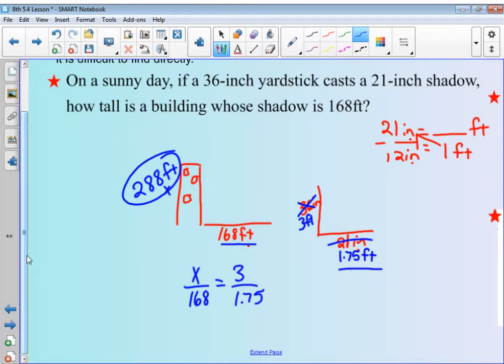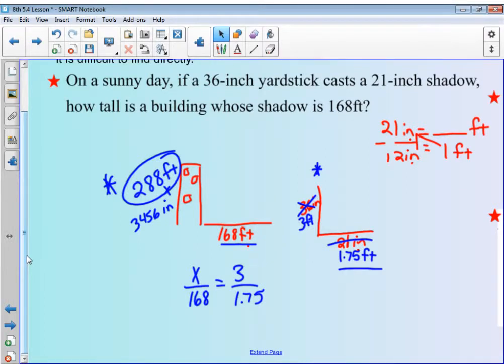Okay, if you had gone through and worked this out in inches, we would just take that times 12. It would have been 3,456 inches. Okay, what most likely are you going to measure a building in? You're going to measure it in feet, not in inches. But because this was a small scale scenario, that's why they measured in inches there.